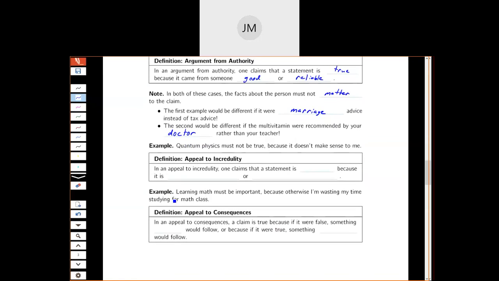All right, let's look at another example. Quantum physics must not be true because it doesn't make sense to me. So you say, well, this thing doesn't make sense, so it must not be true. And again, that's a logical fallacy. The label that we're going to give to this one is the appeal to incredulity. In this case, someone claims that a statement is false because it's confusing or unexpected.